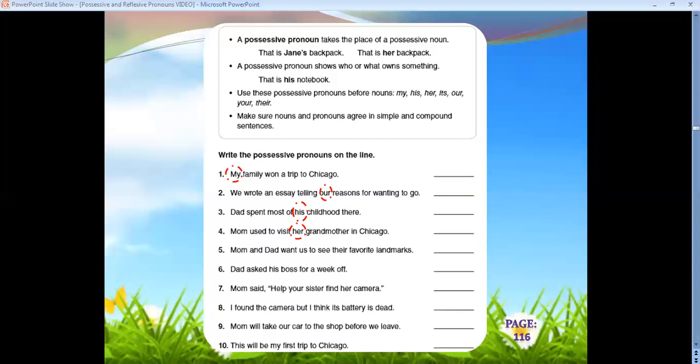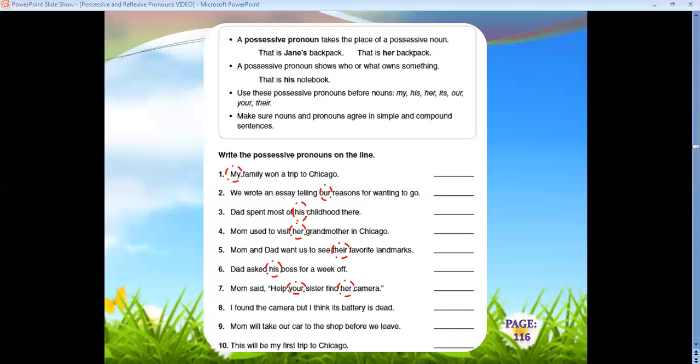That's right. 5. Mom and Dad want us to see their favorite landmarks. Remember, we took landmarks before. So, their favorite. 6. Dad asked his boss for a week off. His. That's right. 7. Mom said, help your sister find her camera. Let's check this sentence. I guess we have more than one possessive pronoun here. The first one is your sister. Your is a possessive pronoun. And her camera, her. That's right.